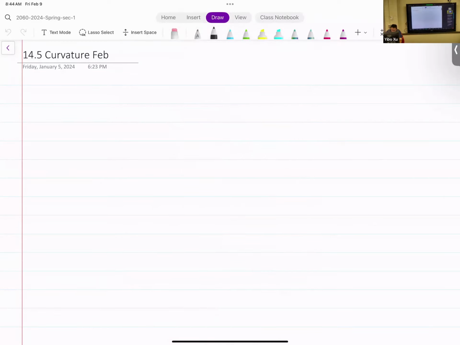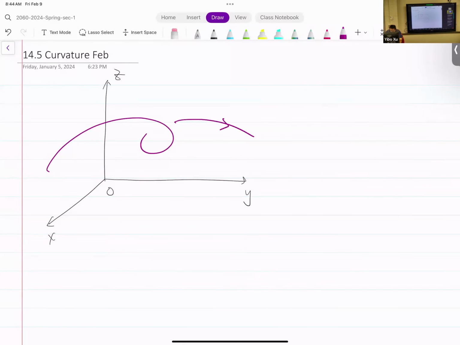Like we motivate the curvature. So what's going on? If you're traveling along a space curve like this, okay? So basically, when you talk about the curvature, this is how fast, right? How sharp is the road, right?